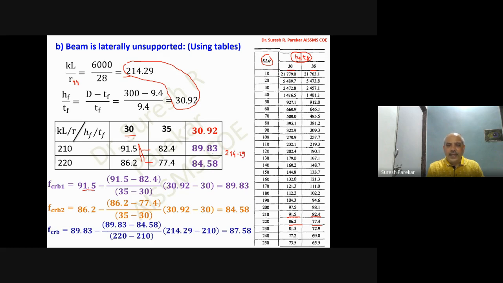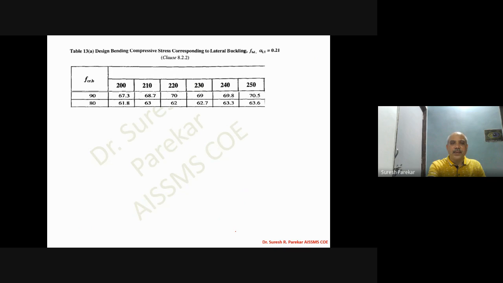And then we have 89.83, so subtracting downward, 89.83 minus 84.58 upon 220 minus 210. And as we have taken 89.83, which is related with 210, we have 214.29 minus 210, and we will get the value of FCRB 87.58. Knowing the value of FCRB, we are in a position to calculate FBD.